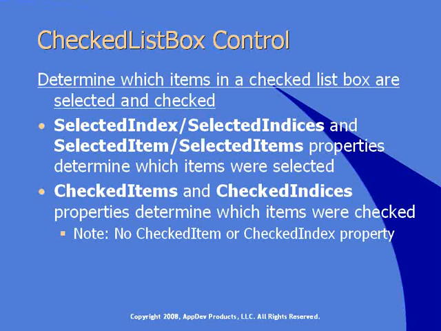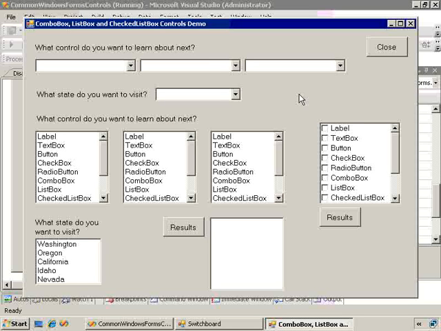Well, that's a lot of properties, so let's go see a demo of how you'd use a checked list box in a form and also how you would know which items were checked. I'm back in the combo box, list box, and checked list box controls form, and the last thing we want to look at in this form is the checked list box.